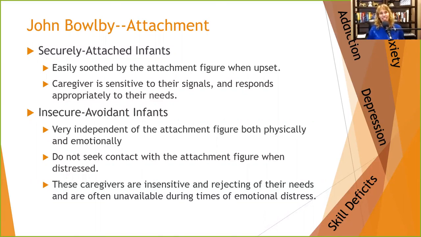So if these things don't happen, then you may develop an insecure or avoidant infant. This child is very independent of the attachment figure, both physically and emotionally. As they start to grow up, you'll see that they'll go off and get their own drink. They're pretty self-sufficient because they've learned that they can't count on their caregiver to be responsive. So if they want something, they've got to get it themselves.